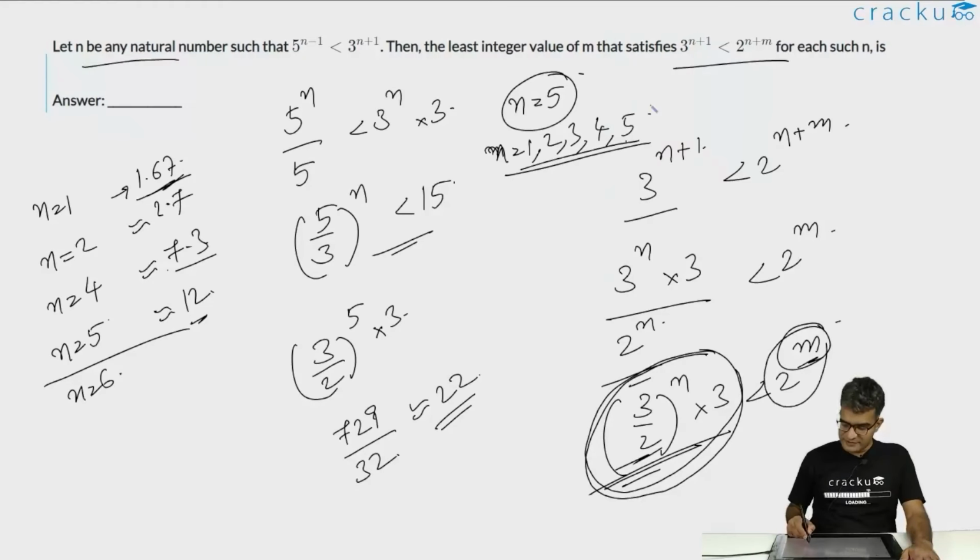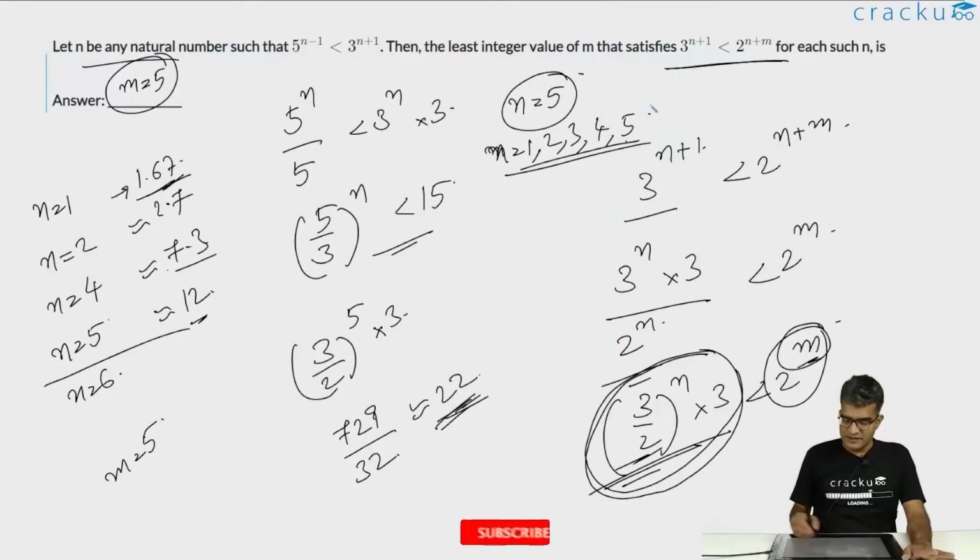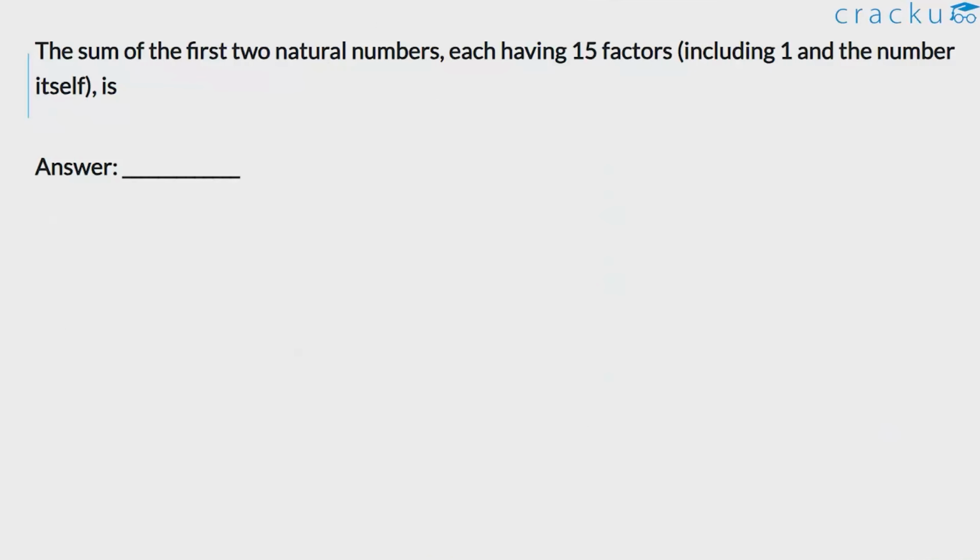And 2 to the power m should be greater than this. So the smallest value that m can take is equal to 5, because 2 to the power 5 is 32, which is the smallest power of 2 which is greater than 22. So anyway, the smallest value that m can take is 5, such that this condition is always held true whenever n is varying from 1 to 5. So the answer for this question is 5.